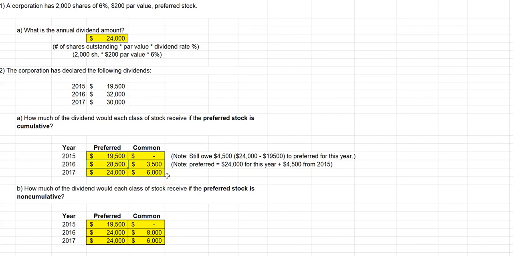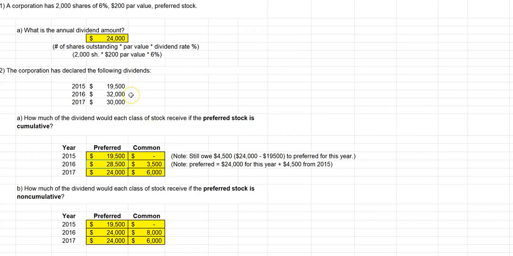So how does that change when it's non-cumulative preferred stock? For 2015, there's really no change because the board of directors only declared 19.5. We don't even have enough to pay the preferred stockholders their whole 24,000. So again, the preferred stockholders get the whole 19.5. The common stockholders get nothing.